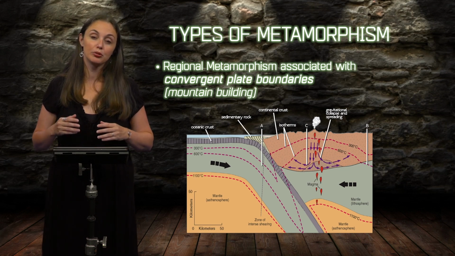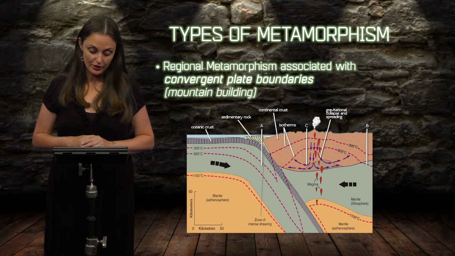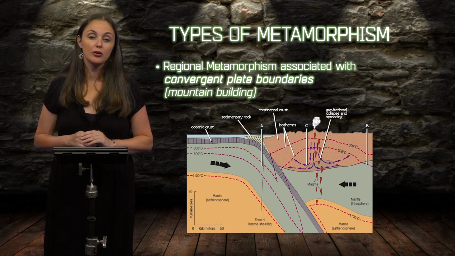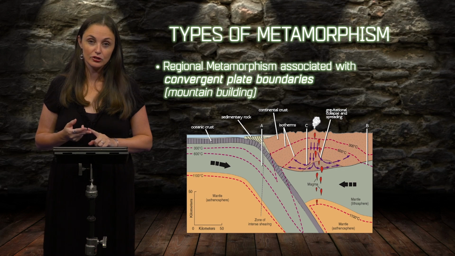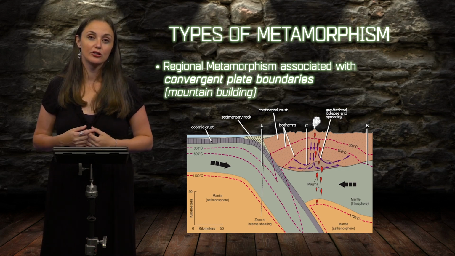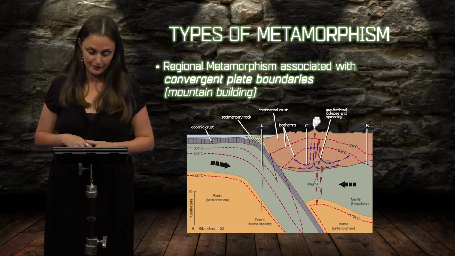Plus, you have all the compressional and shear stresses from the collisions of those two plates. Now, the convergent plate boundaries that are more often going to be associated with regional metamorphism are going to be oceanic continental convergence or continental continental convergence. Only in those two cases do you typically get the crust thick enough for metamorphism to take place.